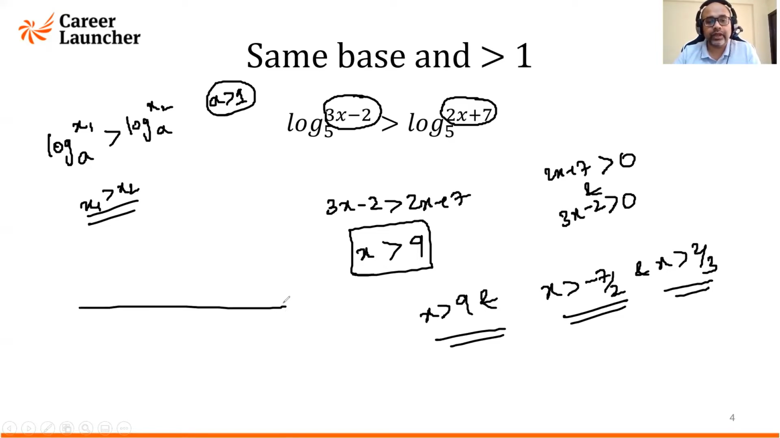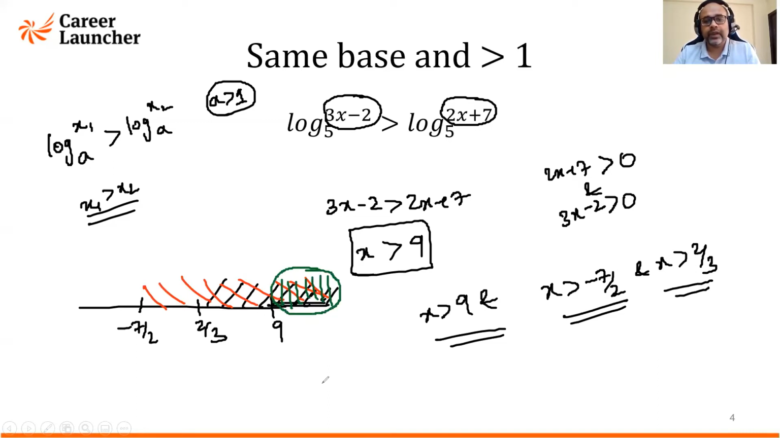If you are new to inequalities or if you're not very comfortable, write down the points. Minus 7 by 2, you have 2 by 3 and 9. X is greater than 2 by 3 means this entire region. Correct? X is greater than minus 7 by 2 means this entire region. And x is greater than 9 means this entire region. So what is common to all three? You can see the common part is this. So clearly the answer should be x is greater than 9.